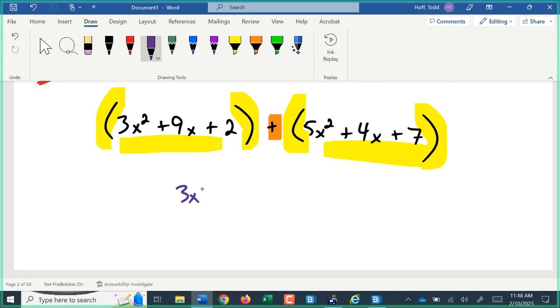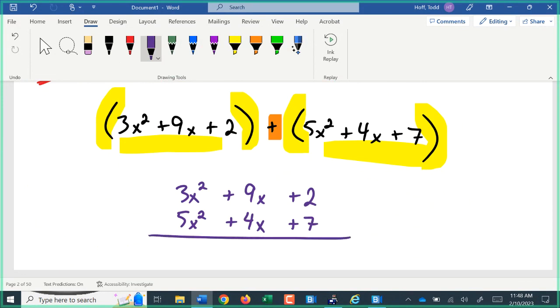We write out the first number, 3x squared, plus 9x plus 2. Then we write the second number underneath it, making sure we line up the place values. The 5x squared has to go under the 3x squared. The 4x's goes under the 9x's. And the positive 7 ones goes under the 2 ones.